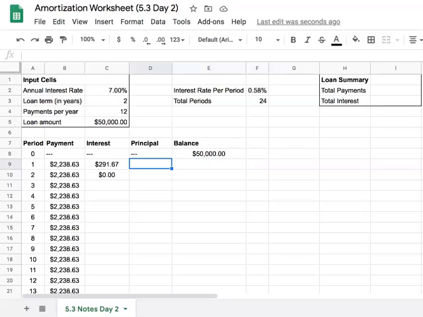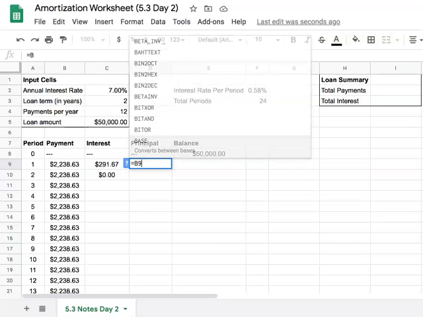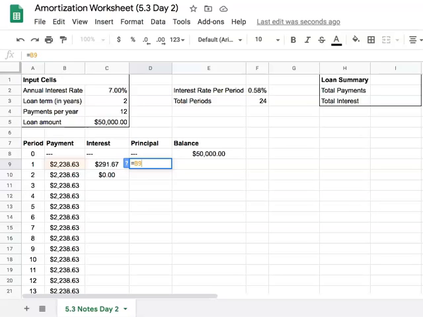So let's continue filling the next column out. Now the principal amount is going to be what? It's going to be the amount that we're paying minus the interest. So this is going to equal whatever the payment is. So I'm going to write B9. That's the amount that I'm paying each month. And I'm going to subtract off the amount that we're paying in interest. So I'm going to put in C9. Subtracting those gives us the principal amount.